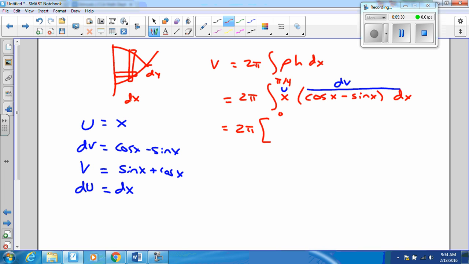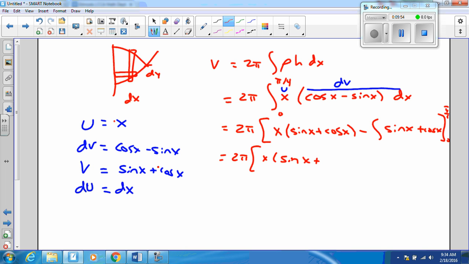And we end up with u times v, less the integral of v du, all of that from 0 to pi over 4. That's going to be plus cosine x minus sine x from 0 to pi over 4. And that's a little bit of a pain, but it's not too bad.